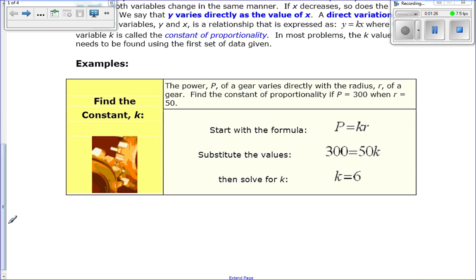So here we have an example that shows you how to find the constant k, the constant of variation. The power p of a gear varies directly with the radius r of a gear. Find the constant of proportionality if p is equal to 300 and r is equal to 50. So it's telling us that p varies directly with the radius r, so that means p would be equal to some constant times r, and we just substitute in for p and r. So p is 300, r is 50, and to get k alone you divide by 50 and you get 6.